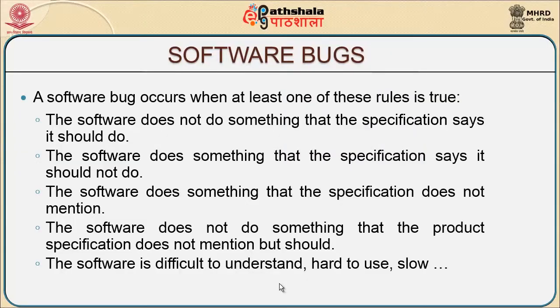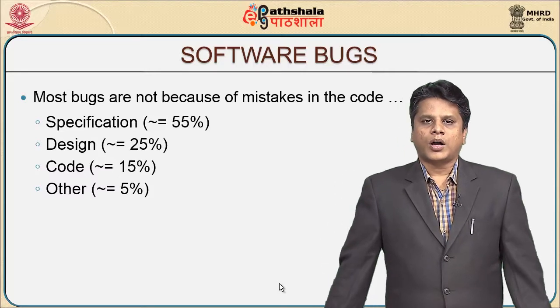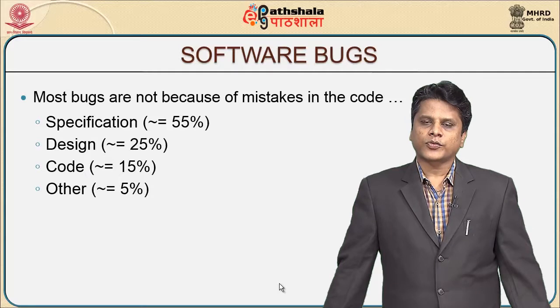And finally, the software is difficult to understand, hard to use, and slow. So, because of all these 5 reasons, there can be software bugs that can happen during the development. So, what would be the impact of these bugs during the entire phase of the software development life cycle?